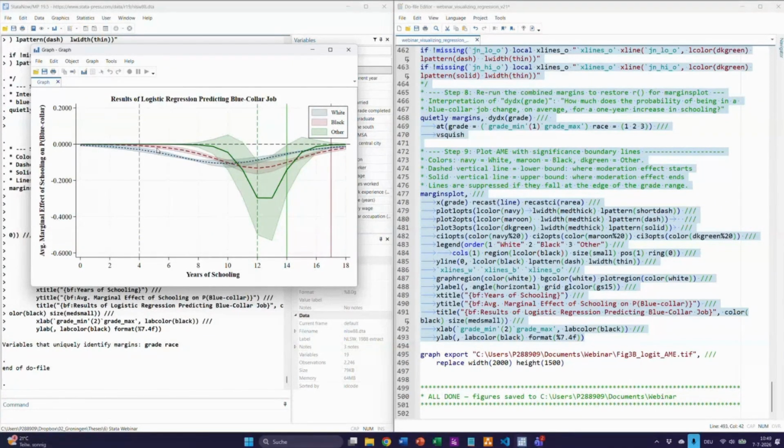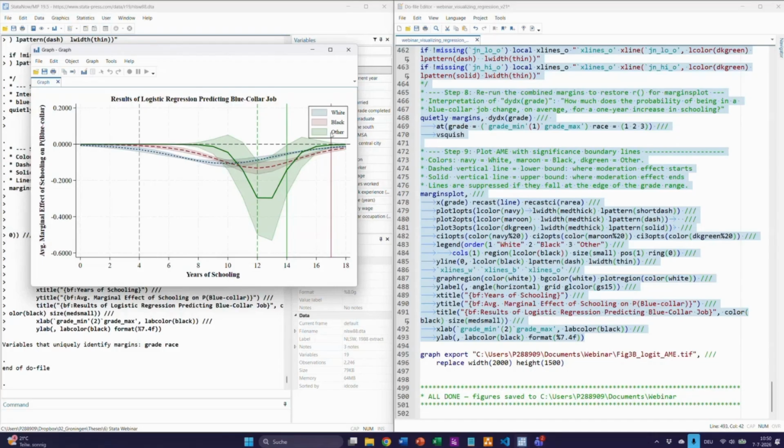So in that range, for the group black, that's where the difference between years of schooling and the likelihood of becoming a blue collar worker is statistically significant. So we see the effect is negative. So in that range, it kind of increases the likelihood of having a white collar job or decreases the likelihood of having a blue collar job in that range. But below and above that range, it is not statistically significant.